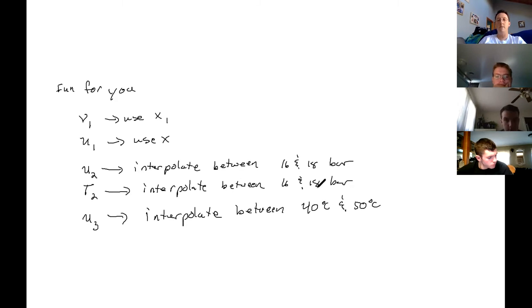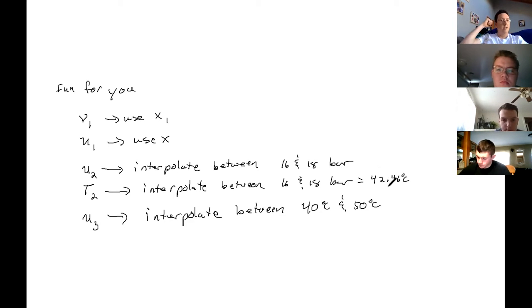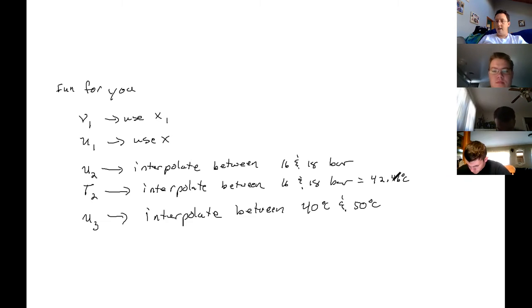I'll go ahead and give you a hint about what you actually get for T2. I just did it with Alex and Michael. I think it comes out to be like 42 point something, 42.46 degrees Celsius. That's what they were getting. I didn't run the numbers, but I kind of walked them through it. So you're going to have to interpolate in the superheated table between these to get the internal energy at state 3.